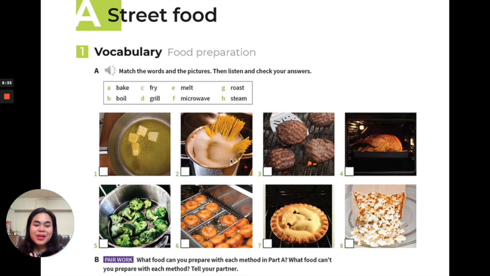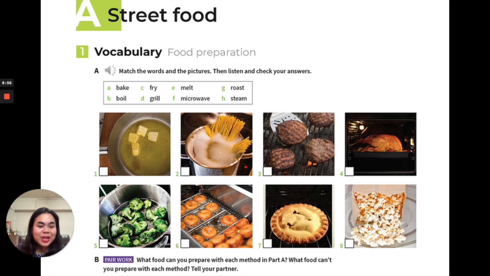What about number 7? See, now you've got another oven. 7, A. Bake. See, with the sweet thing, like I said, if you want to cook a sweet thing in the oven, you use bake, okay? You bake a pie, you bake a cake, bake a cookie, and other stuff, okay?